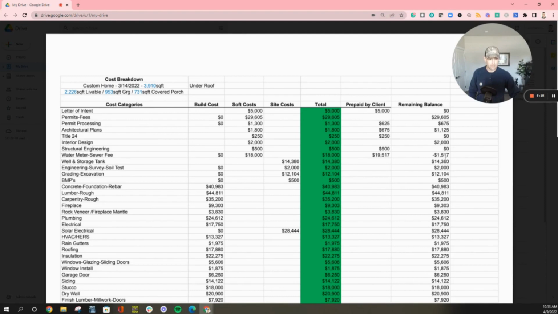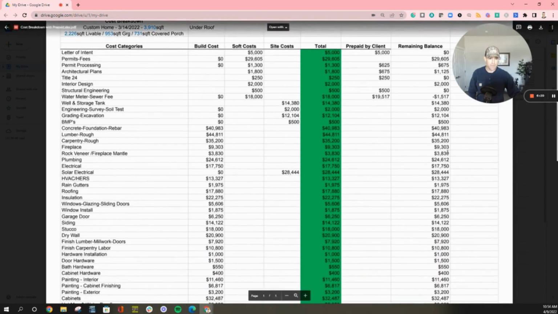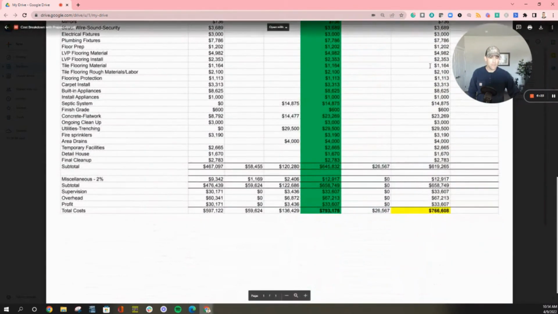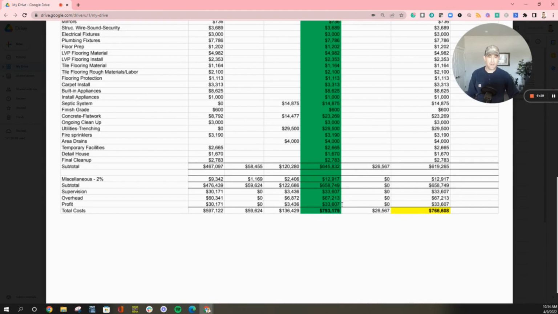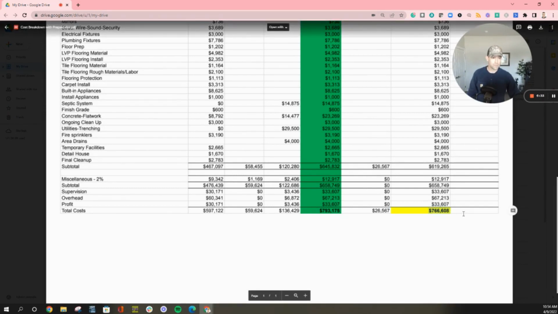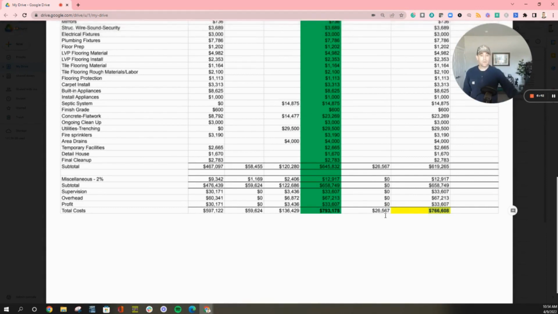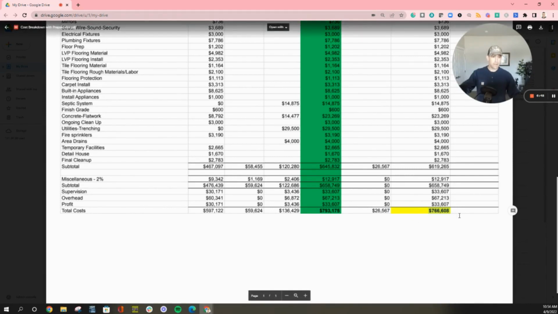As you go down, this dollar amount in the far column with the prepaids shows that the total contract amount was $793,175, but the total amount that's still due to the builder per the contract is $766,608. So that's the $793,175 total contract amount minus the $26,567 for the prepaids, which gives you $766,608 left remaining on the contract.